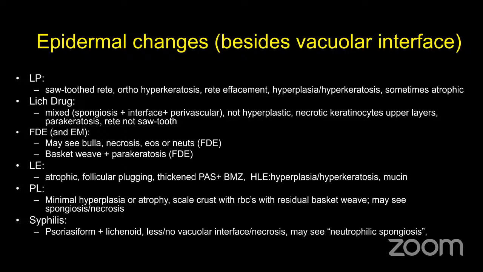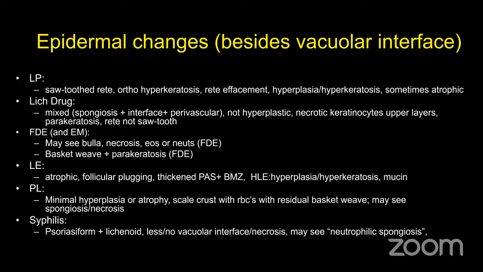Fixed drug eruption and EM, remember you can see blisters in addition to a lot of necrotic keratinocytes. You might have eosinophils or neutrophils at the junction and in the dermis. And then if you have basket weave stratum corneum with some parakeratosis, that is going to be more fixed drug, although it can also have overlap with EM.